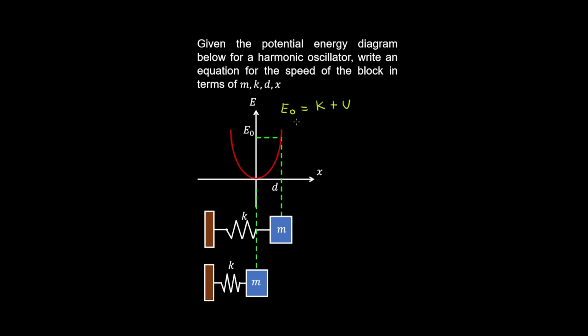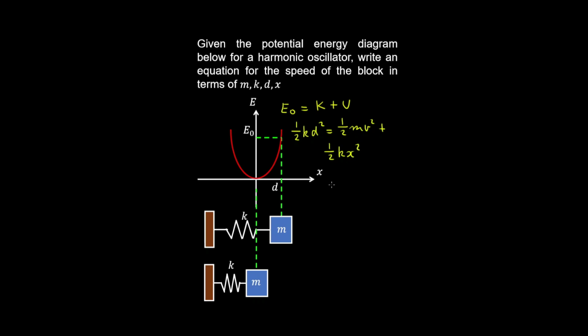So E0 is always equal to 1/2 k d squared, because that's the energy input into the system, and the kinetic energy at any point in time is 1/2 m v squared, plus the potential energy as a function of x as the block oscillates back and forth. So that will be the elastic potential energy stored in the spring.